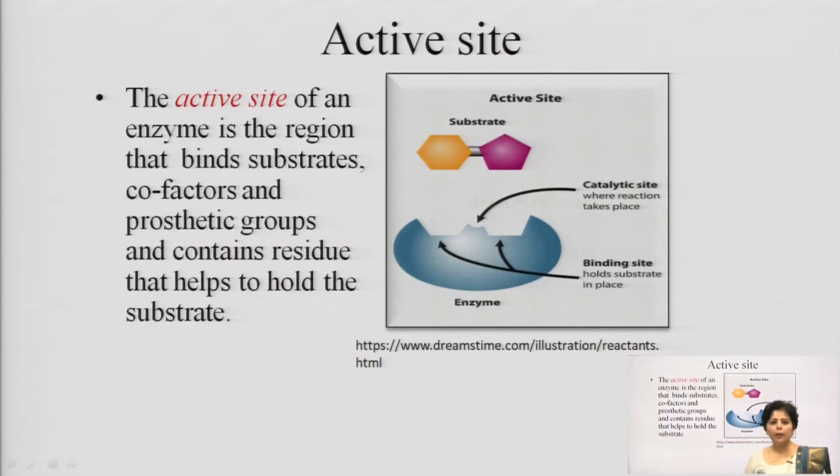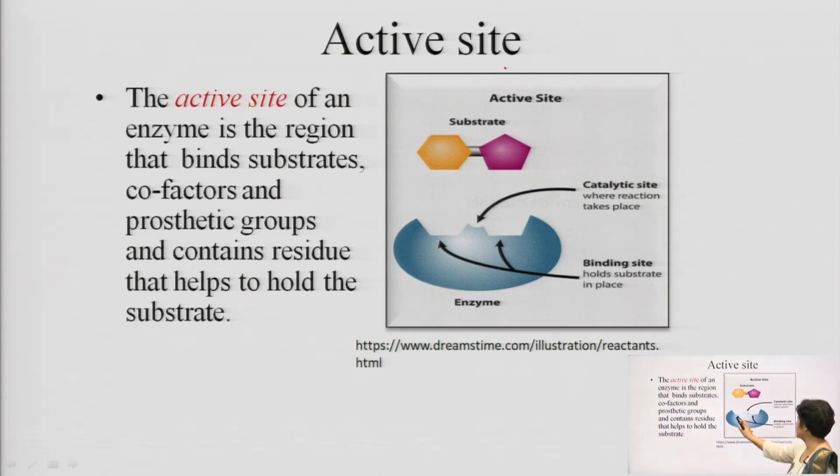Moving forward, the next term which we have to understand is active site. What is active site? The active site of an enzyme is the region where the substrate or the cofactor or the prosthetic group combine, bind करता है, वो part जो है कहलाएगा आपका एक्टिव साइट. Again repeating, the active site of an enzyme is the region that binds substrate and cofactor and prosthetic group and contains residues that help to hold the substrate. सबस्ट्रेट को होल्ड करने का काम करेगा.